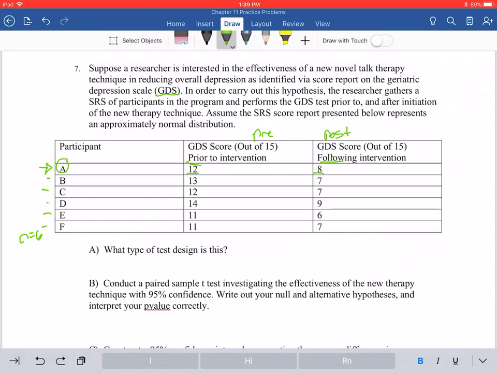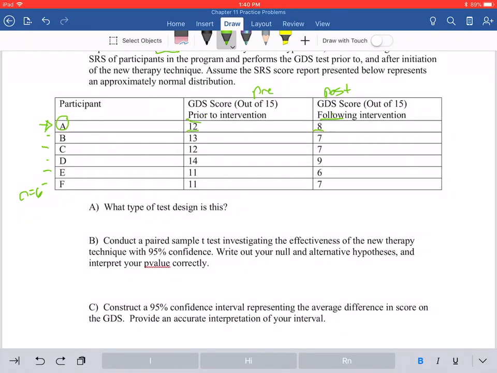And we're trying to find out about a new therapy technique, but the technique is for reducing overall depression. So we want to score lower on the depression scale. If this new novel talk therapy technique actually works, it's going to reduce the score of depression. So we know our alternative hypothesis is going to be less than. That's what we're trying to show, but in reality, we don't know if we're actually going to score that. But, moving on.